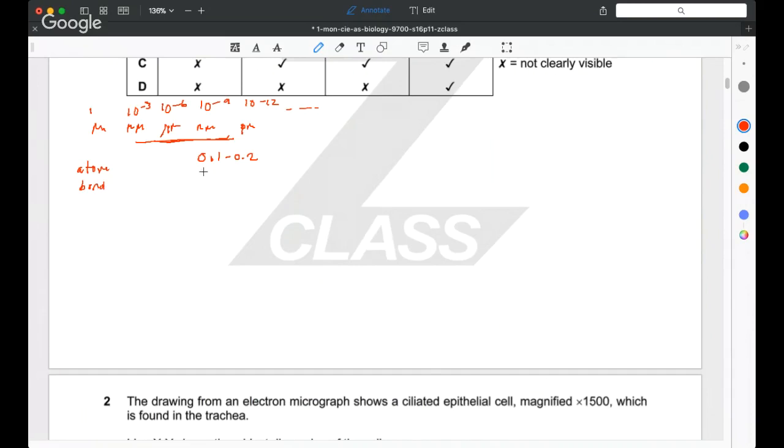Then bond lengths between atoms. For reasons that you study in chemistry, the bond length between atoms in molecules is similar to these kinds of values that we had for atoms themselves. So bond lengths are about 0.1 to 0.2 nanometers. That gives you a sense for atoms and how atoms are bonded in small molecules.